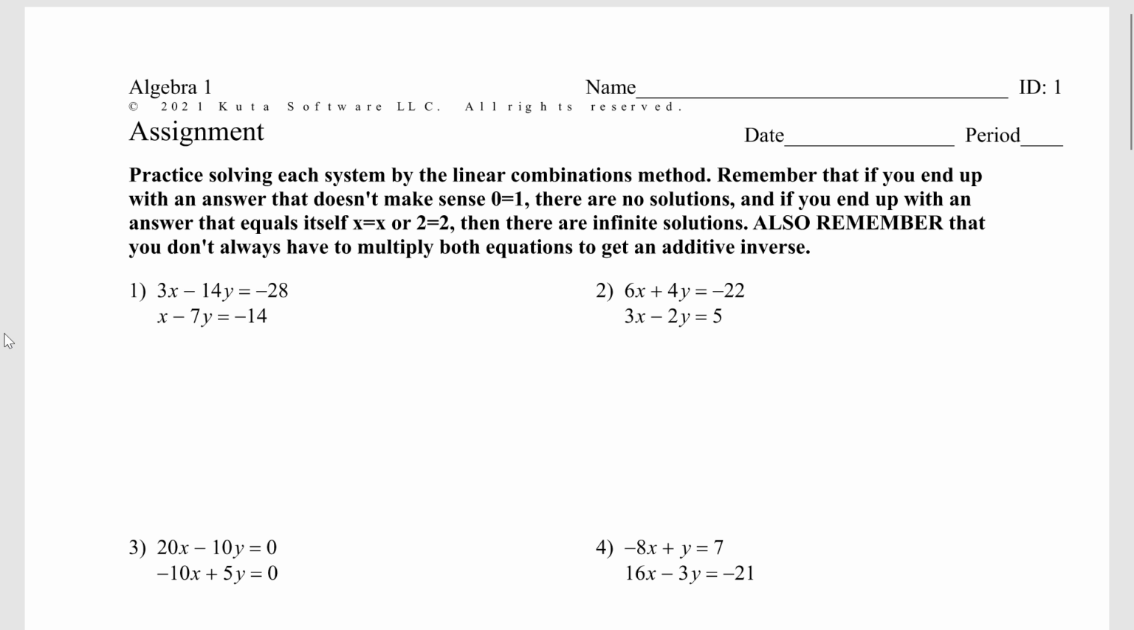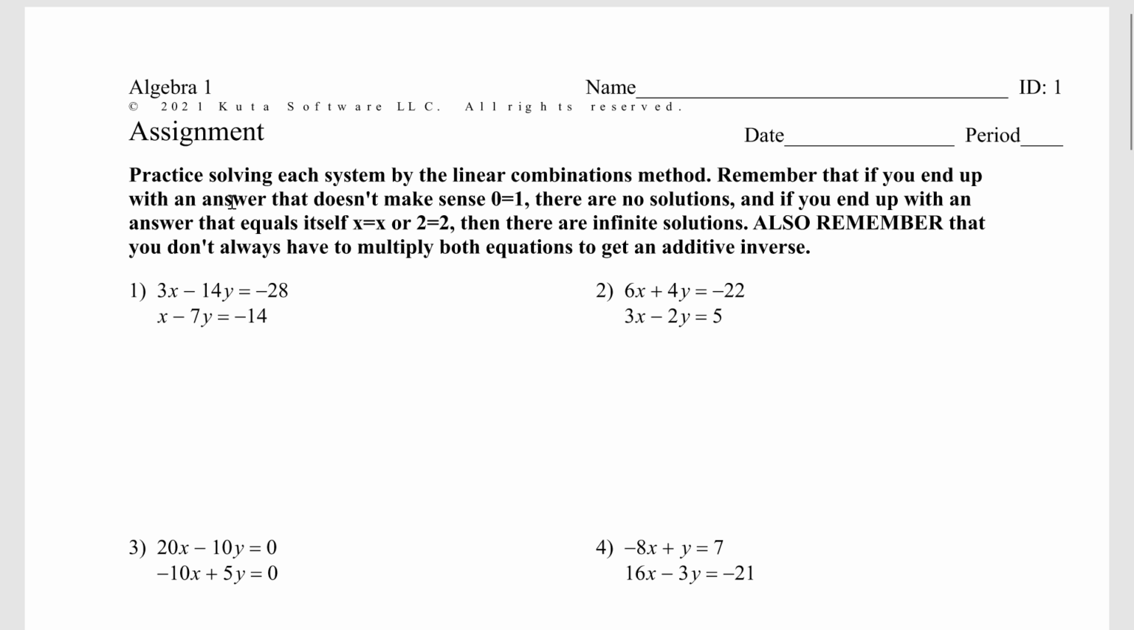Also remember that you don't always have to multiply both equations to get an additive inverse. Meaning, if I am looking at my system of equations here, and I know that I can easily create one of the variables to be the same number as the other, I don't have to multiply both of them to get the same number. Okay, so let's get started.